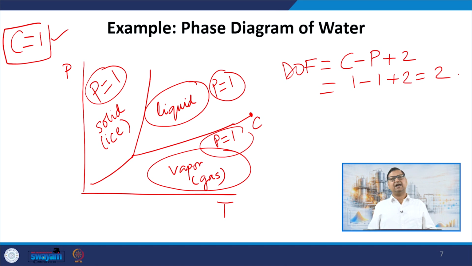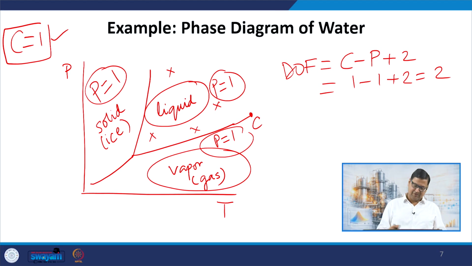That means I have the freedom to specify 2 variables in the system. What are those 2 variables? It is pressure and temperature in this example that I am showing here. I can choose both pressure and temperature independently. Let us say I am in the liquid phase and I look at this point, this point, this point or that point, right. All of them have different values of pressure and temperature. So, I can arbitrarily choose the pressure and temperature values as long as they are within the limits where we are forming the liquid phase, right.